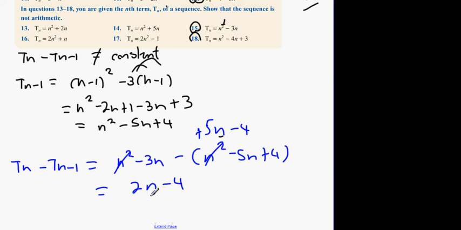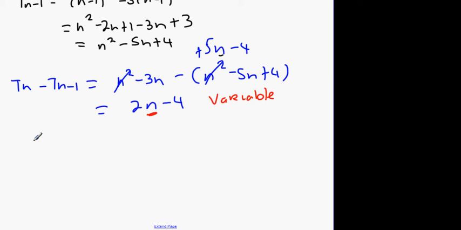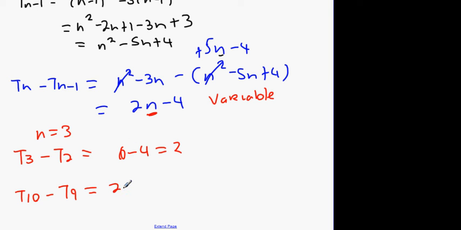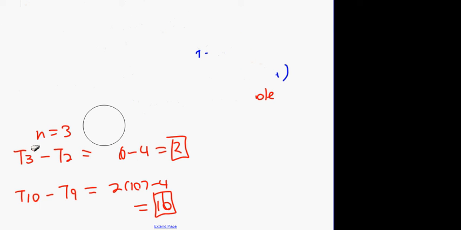Now we can see that this here is a variable. What I mean by a variable is that Tn minus Tn minus 1 is 2n minus 4. So an example would be, if it's T3 minus T2, this means n equals 3. So the difference between term 3 and term 2 is going to be 6 minus 4, which equals 2. The difference between term 10 and term 9 is going to be 2 times 10 minus 4, which is 16. So we can see that the gap between successive terms is now a variable, hence the presence of the letter n in the answer. Now that's done. What we're going to be doing next is question 18.